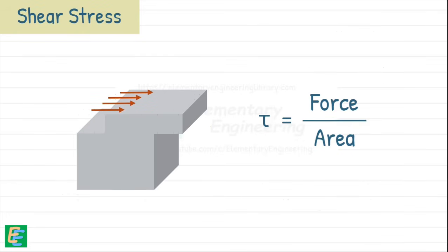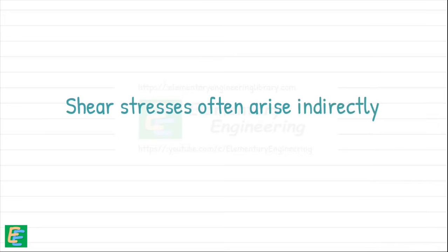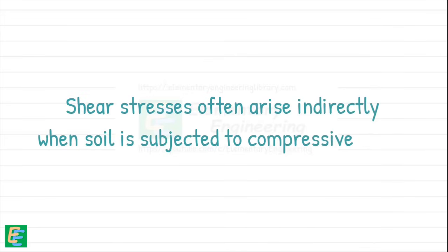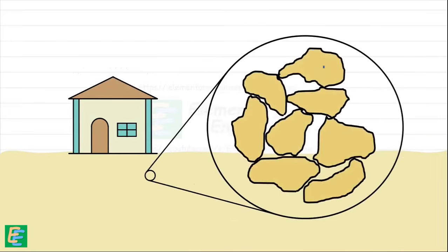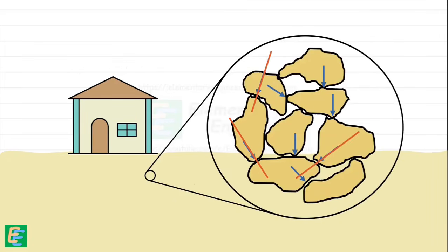Soils are rarely exposed to direct shear forces. Instead, shear stresses often arise indirectly when soil is subjected to compressive loads. When soil is compressed, the load is transferred from one particle to another. This transfer happens at the point of contact between the particles, which are often at angles. This angled load transfer can induce shear stresses along the planes where particles touch.